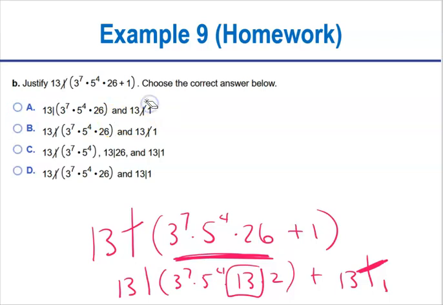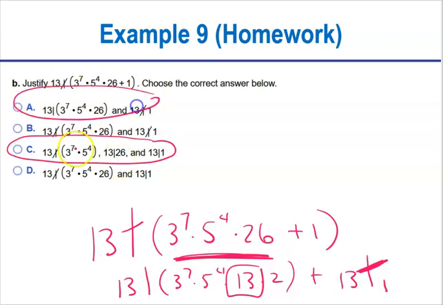Let me erase this. Is this not a better answer? 13 doesn't divide 3 to the 7th, 5 to the 4th. 13 does divide 26, and 13 divides 1. I still think this is the better answer. I don't like that answer. Oh, that says 13 divides 1. It doesn't divide 1. So C is definitely out, and it's because of this issue.